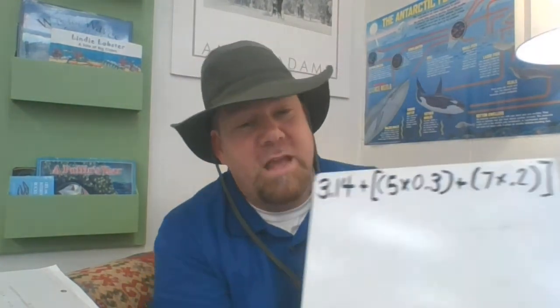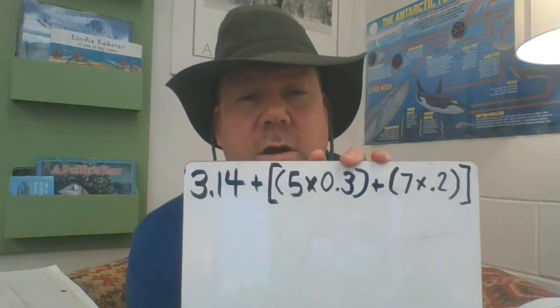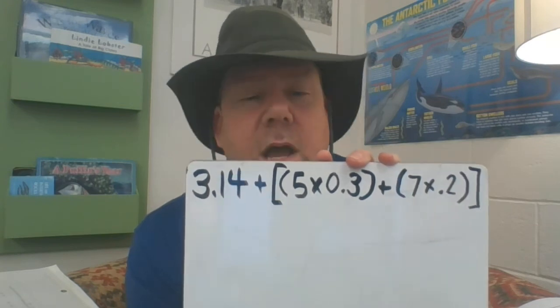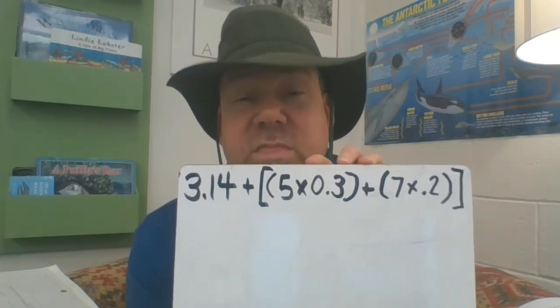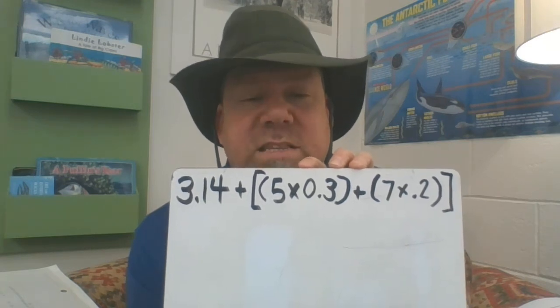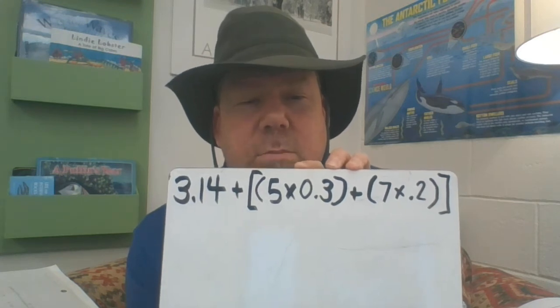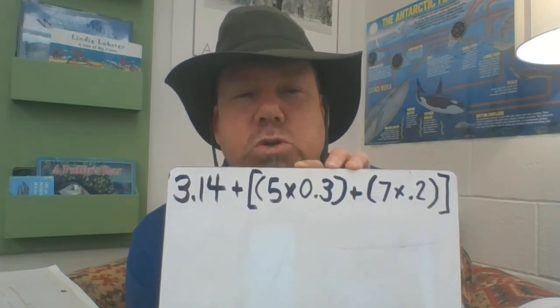All right, so we're just going to go over one problem today that includes brackets this time. And of course, we always like to throw some decimal work in for fun as well, okay? So today's problem, we have 3.14, just a little pi, plus, and then the rest of the equation is in brackets, as you can see. And then parentheses, 5 times 3/10 plus 7 times 2/10.